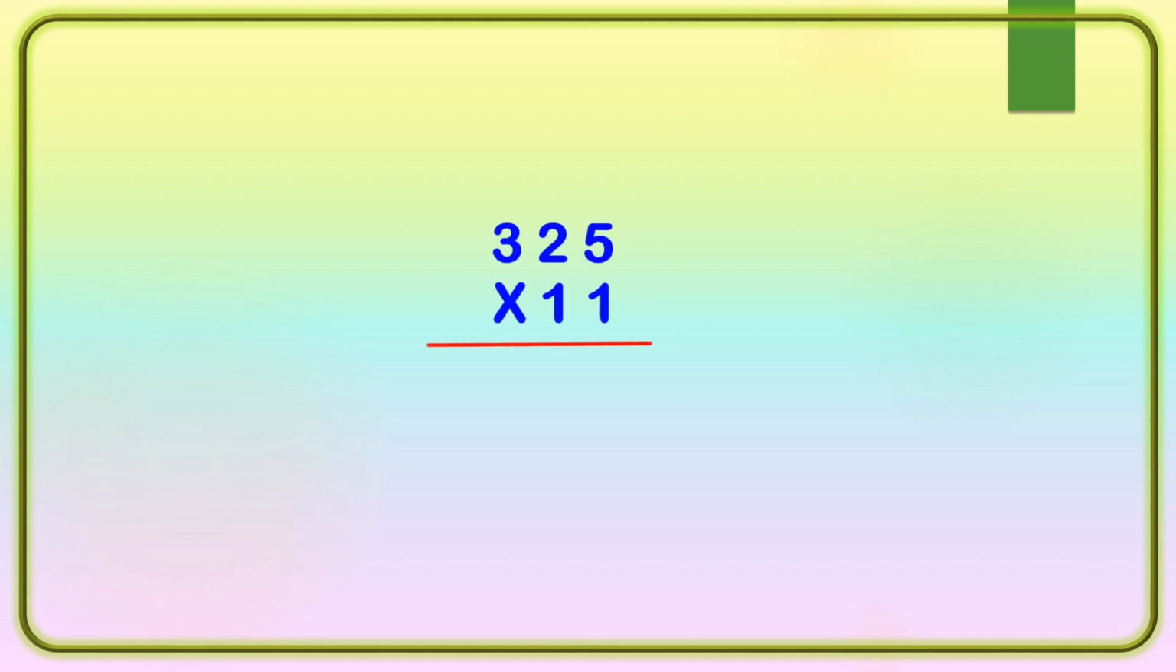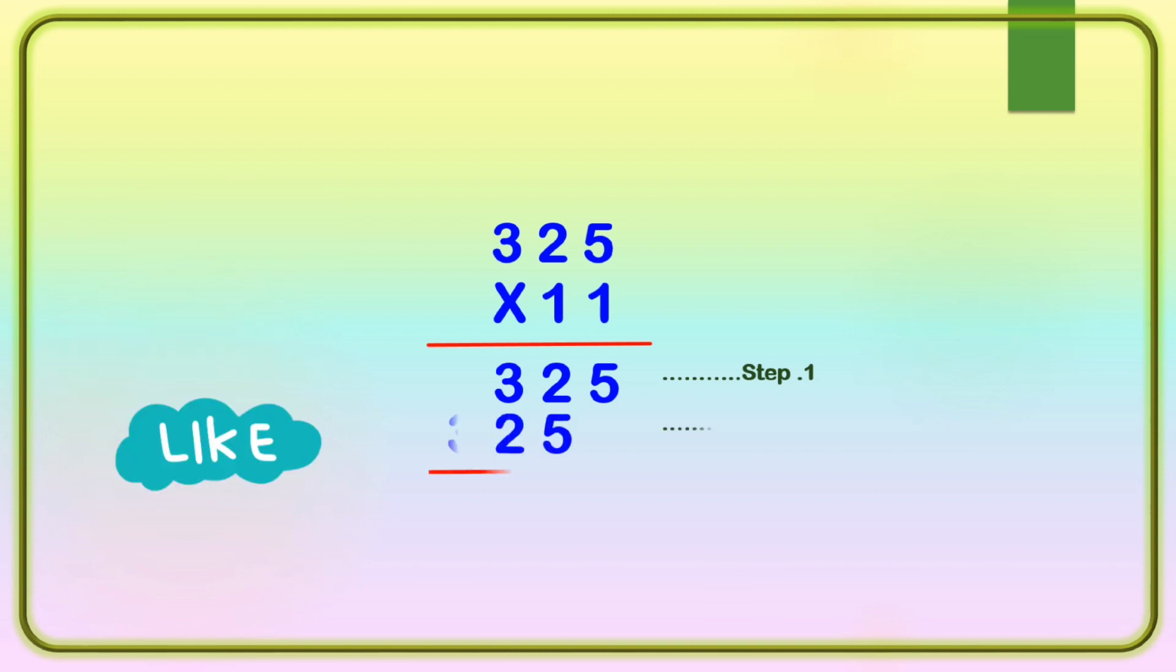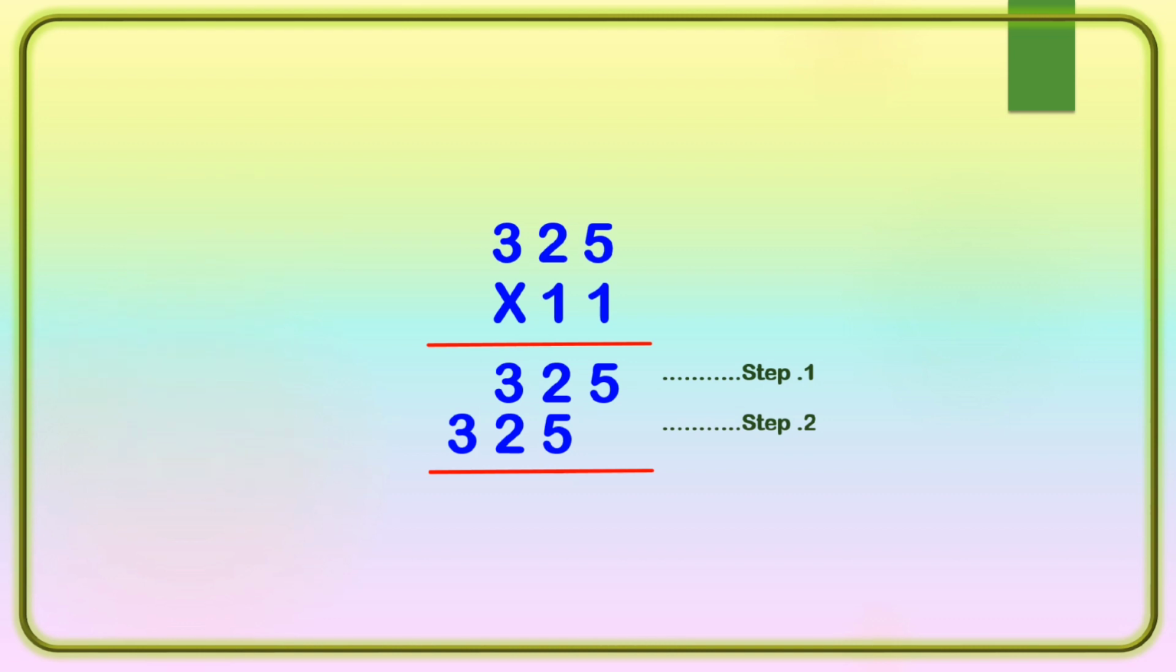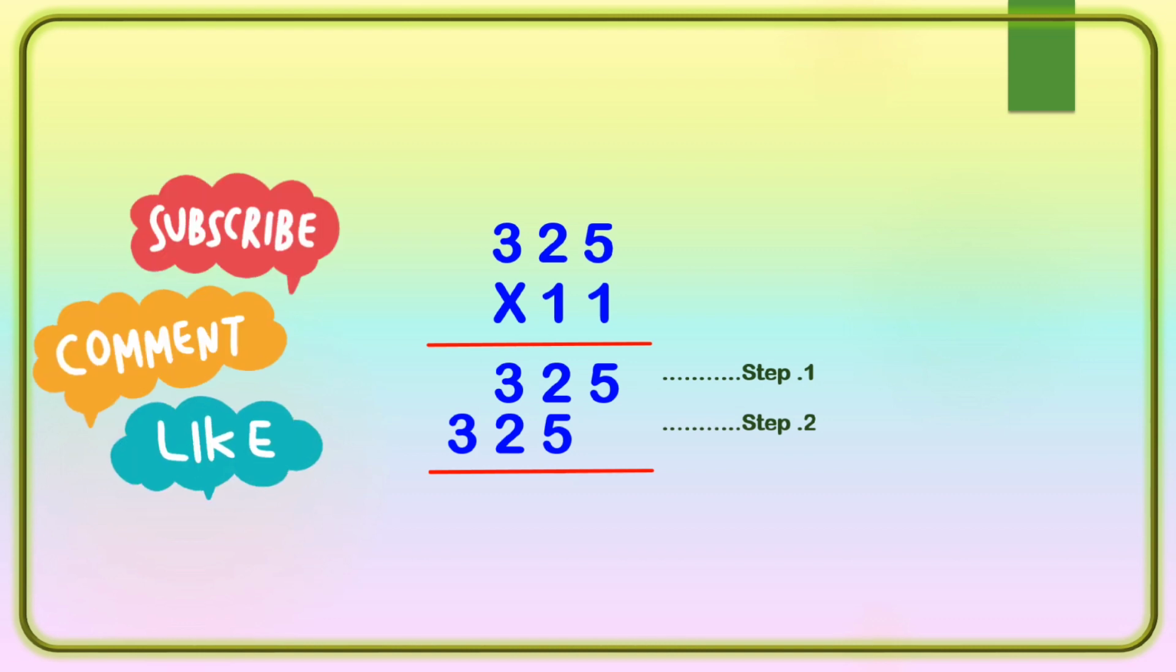In the traditional method, I will multiply 325 into 11. 1 5s are 5, 1 2s are 2, 1 3s are 3. This is step number 1. Once again, 1 5s are 5, 1 2s are 2, 1 3s are 3. This is step number 2.